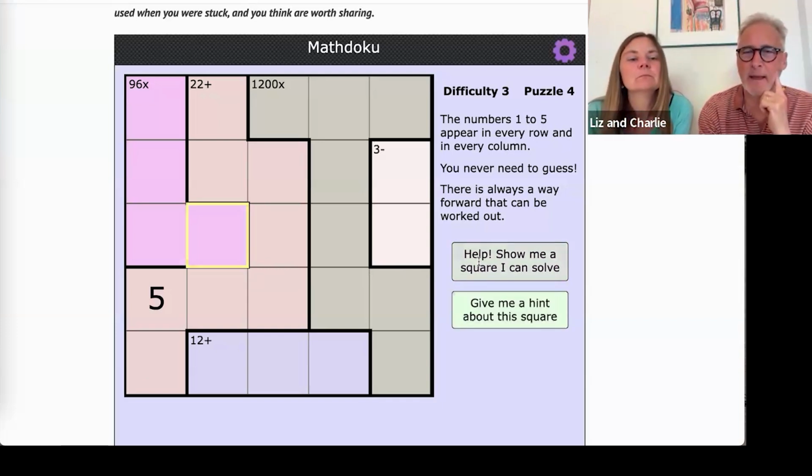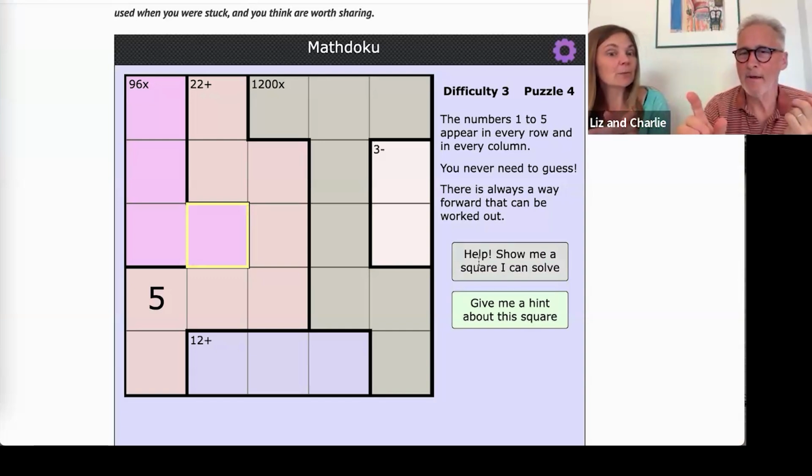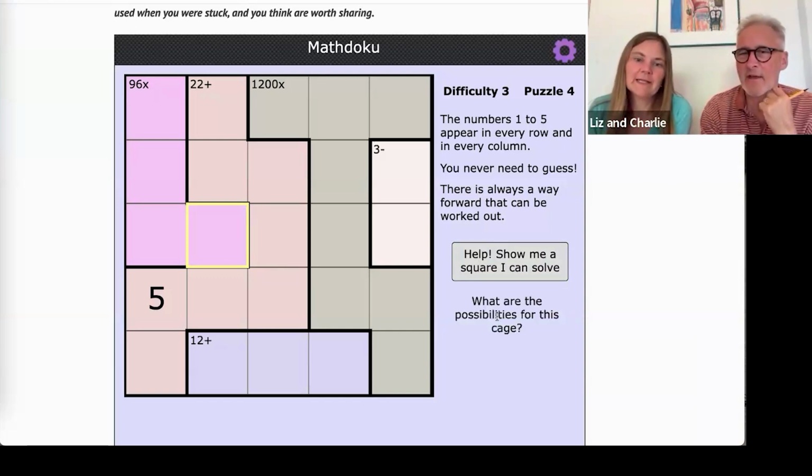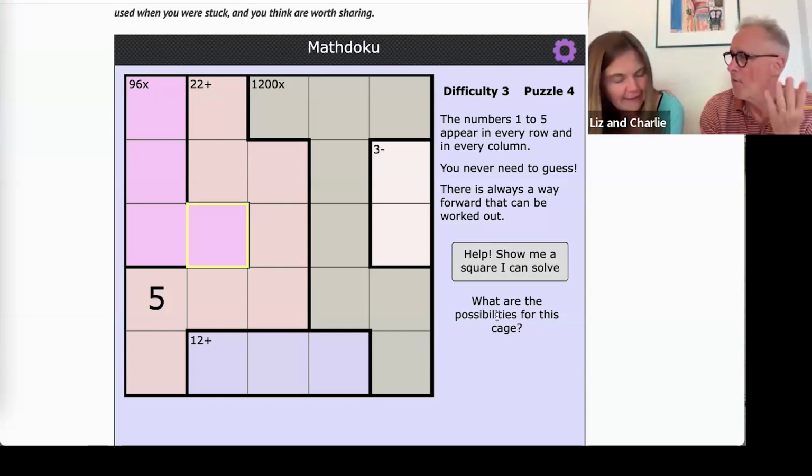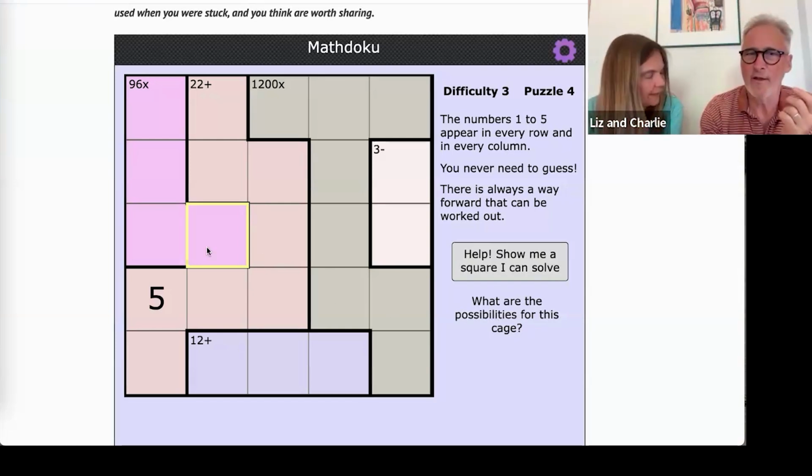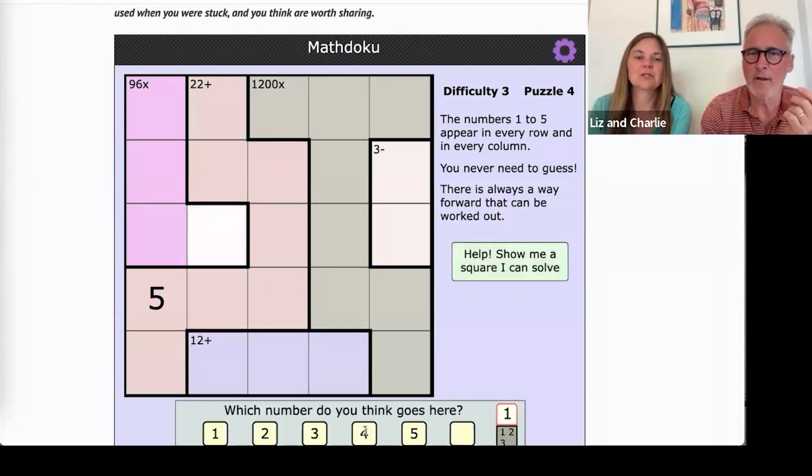I'm going to click on help again. And that links to what we've thought about. So that's useful. But let's have a look at what the hint says. What are the possibilities for this cage? Well, it's 3, 2, 4, 4, and you can't have 2 4s. So we can fill this. That is good.